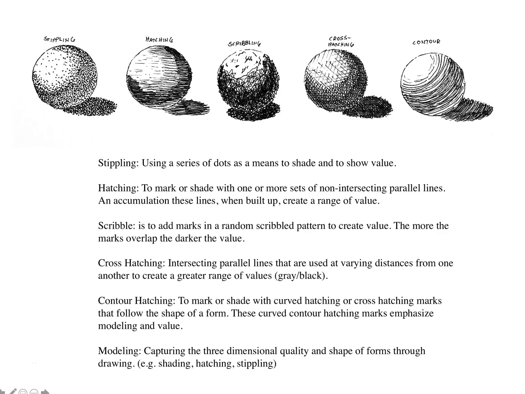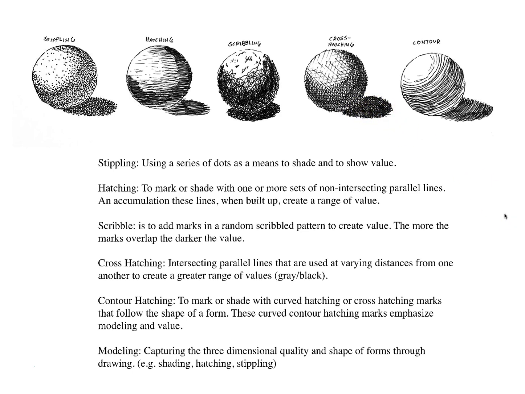Cross-hatching, intersecting parallel lines that are used at varying distances from one another to create a greater range of values, gray and black. We can see as they're further apart, they create less value. Where the light source is hitting, there's barely any value. And they're more clustered together where they're darker, and obviously the darkest where they're clustered together at the shadow.